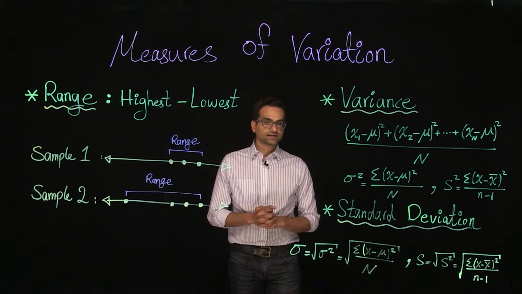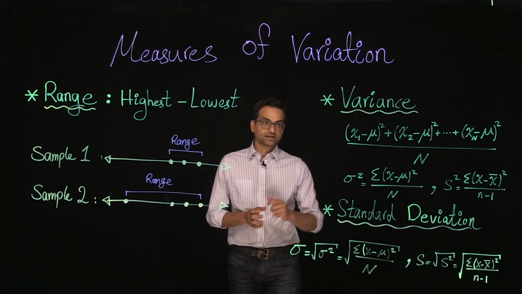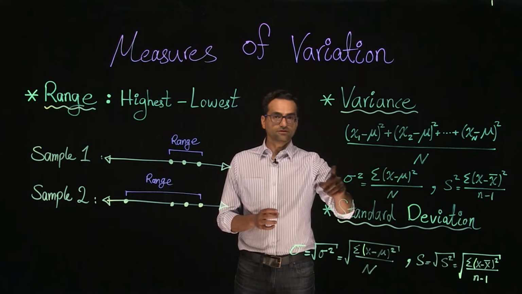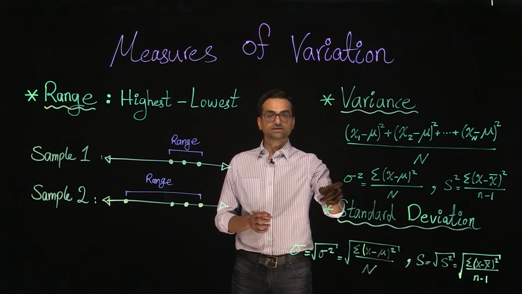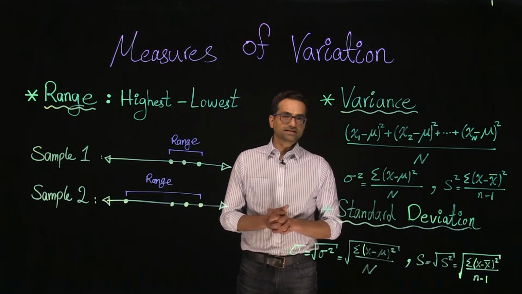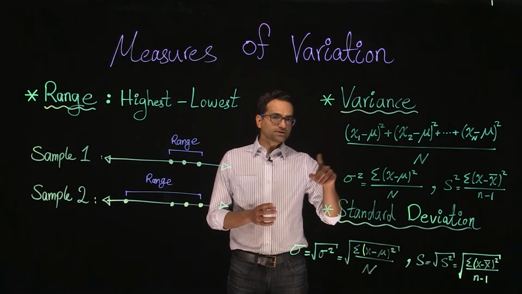Let's take a look at variance. Variance is the average of the squared difference of each data point and the mean. There are two different symbols for variance. The first one is sigma squared, which represents variance of a population, and the second one is S squared, which represents variance of a sample. The two formulas are slightly different.